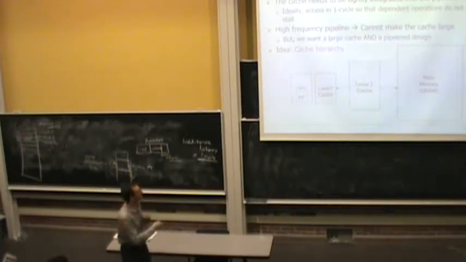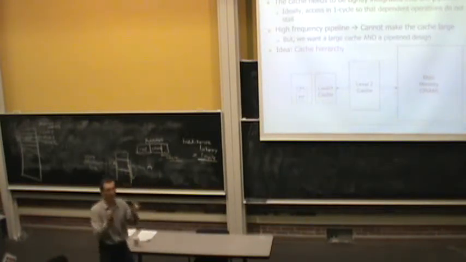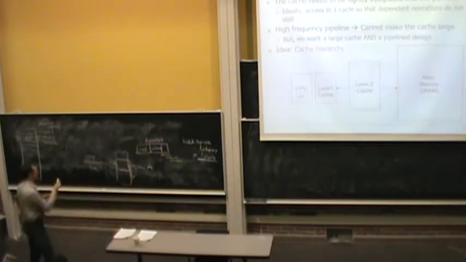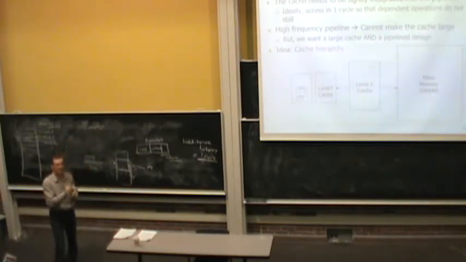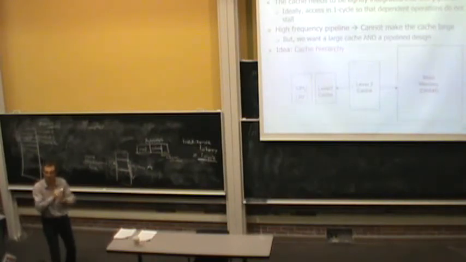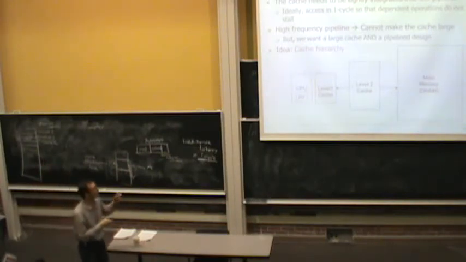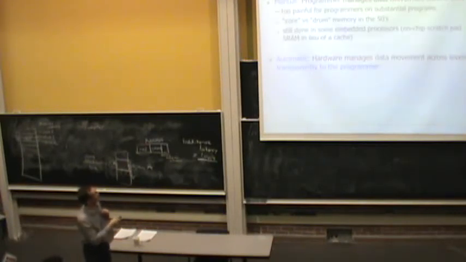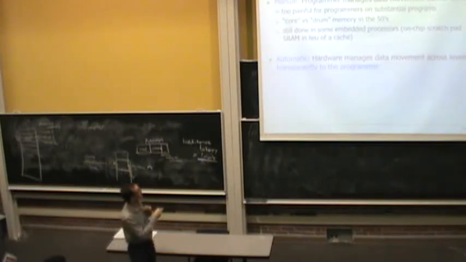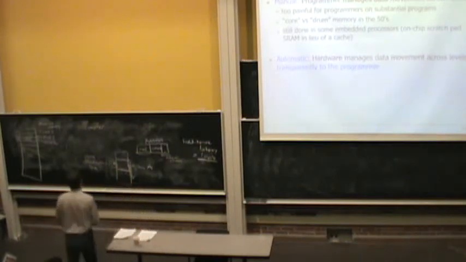You could design a compiler to do this, but that's also difficult because, remember, going back to the basics, the compiler doesn't have dynamic information. Right? Compiler does not always know what memory location will be referenced next, or referenced in the next few cycles. So it's too painful for programmers to manage on substantial programs, but this used to be the case. People used to move data from core memory to drum memory to core in the early 50s. And this is still done in some embedded processors. This is the idea of scratchpad memory.